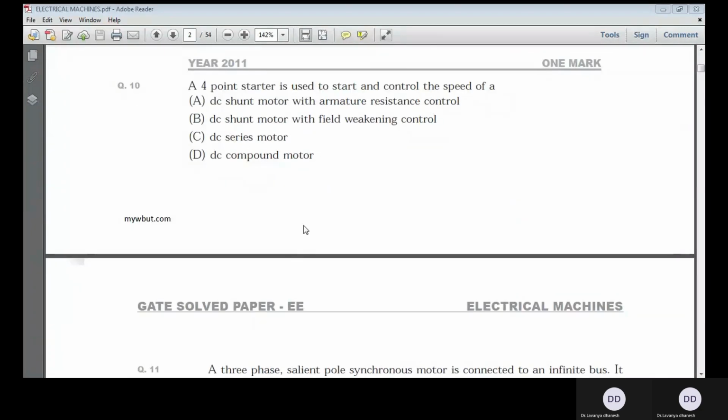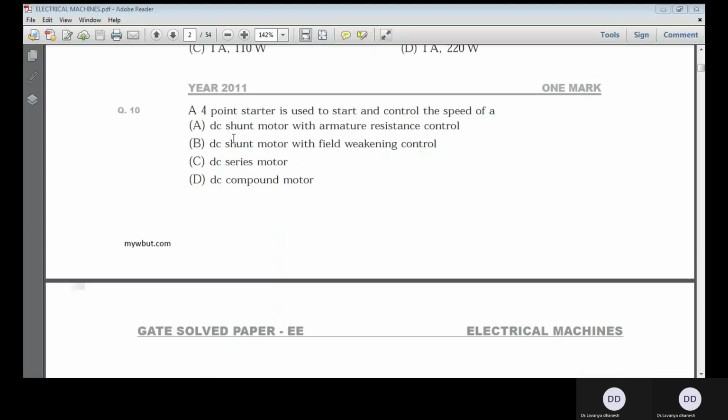So here we have a problem. Sorry, theory part. A 4-point starter is used to start and control the speed of a DC shunt motor. So what is the purpose of the 4-point starter? That is the question here.